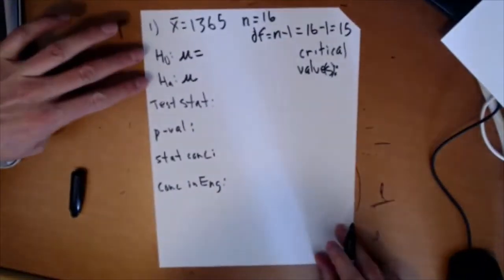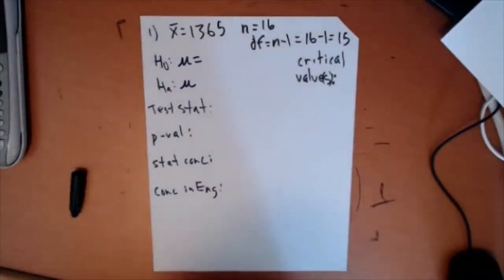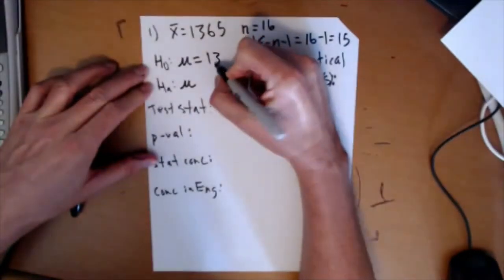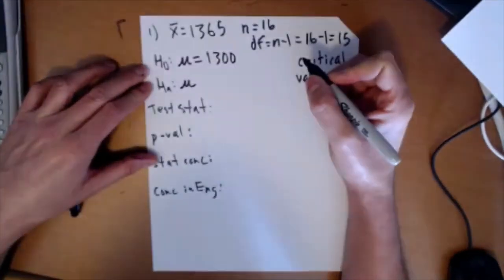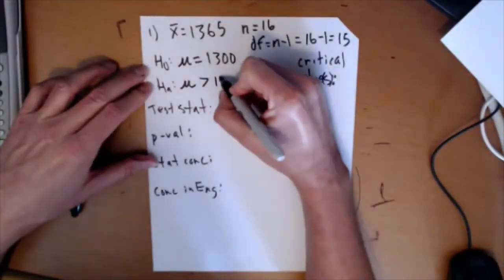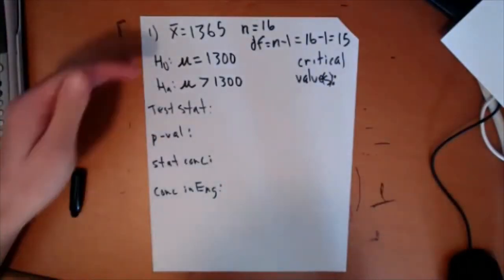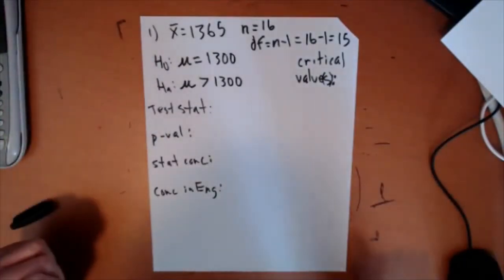Maybe pause right now and see if you can write down the null and alternative. Okay, or don't pause. So they're claiming the mean is 1,300, and we think that the mean is more than 1,300. Okay, we just got the null and alternative hypothesis right. See how this is very similar to what we have been doing.